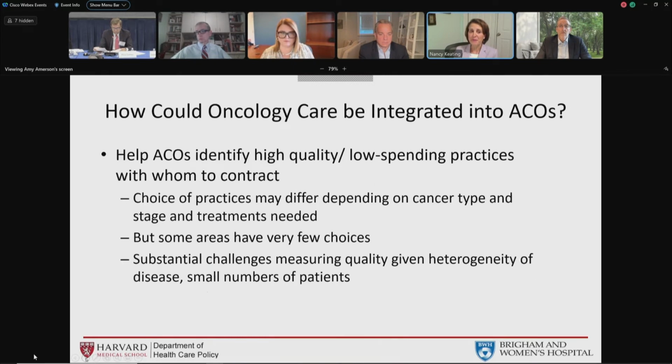Next slide. So how might oncology care be integrated into ACOs or other total cost of care models? Well, we need to help ACOs identify high-quality, low-spending practices with whom to contract. But as we talked about earlier, the choice of practices may differ depending on cancer type and stage and treatment, and some areas have very few choices of oncology practices altogether. Finally, there are substantial challenges to measuring quality given the heterogeneity of disease, as well as small numbers of patients with certain cancer types in a given practice, which affects the reliability of quality measures that you might want to assess.